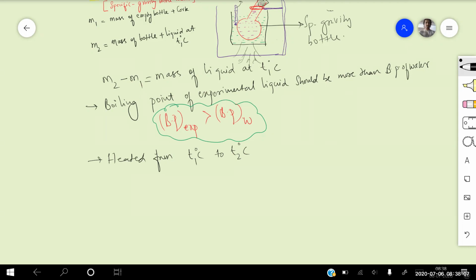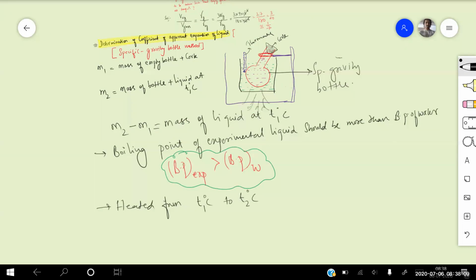Now see, you have taken the liquid in this one, and you increase the temperature from T1 to T2. A certain amount of the liquid present in that one might have expanded, and through the small hole in the cork, it might have oozed out.